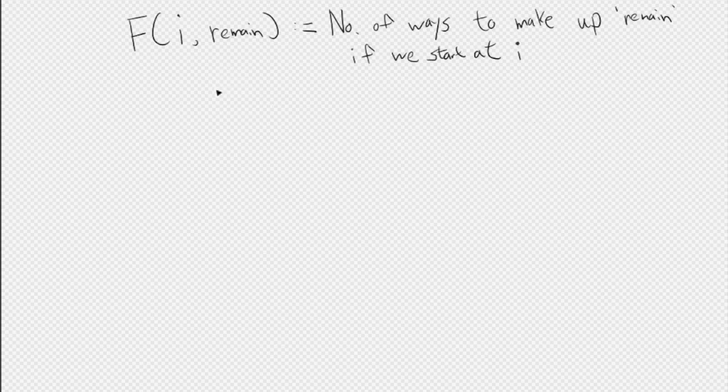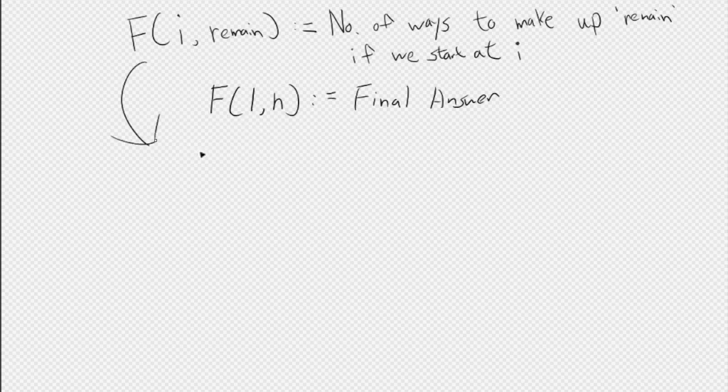Obviously, the answer that we want is f(1, n) because the smallest positive number that we can consider is 1, and the remain at the beginning is n. So we basically want to know that starting from 1, how many ways we can make up this number n, which will be our final answer. But how are we going to achieve it?